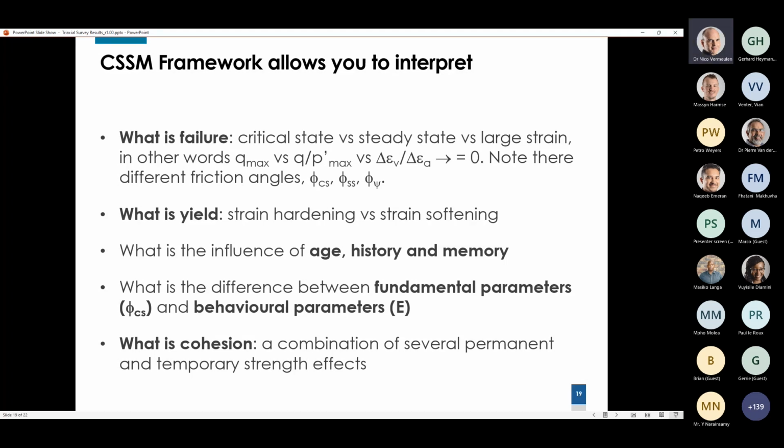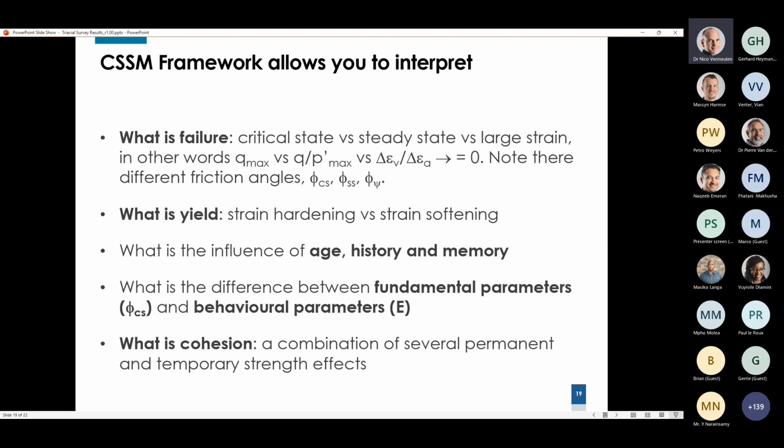We also have to understand the influence of age, history, and memory, because soils don't forget. They will carry a memory of their past stress history and whether they've been stressed to higher stresses than current or lower stresses than current, etc. And all of those aspects are going to influence the stress paths that we receive from the laboratories, and we can only interpret those stress paths when we understand the impact of these measures on the behavior.